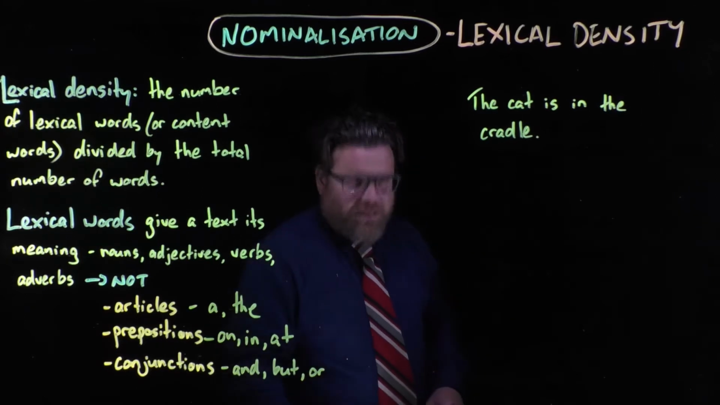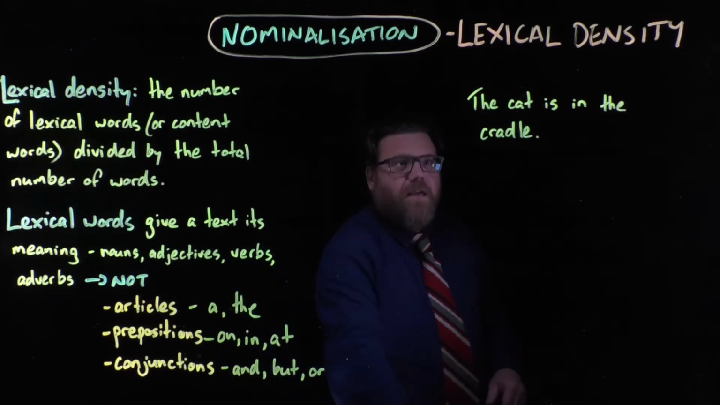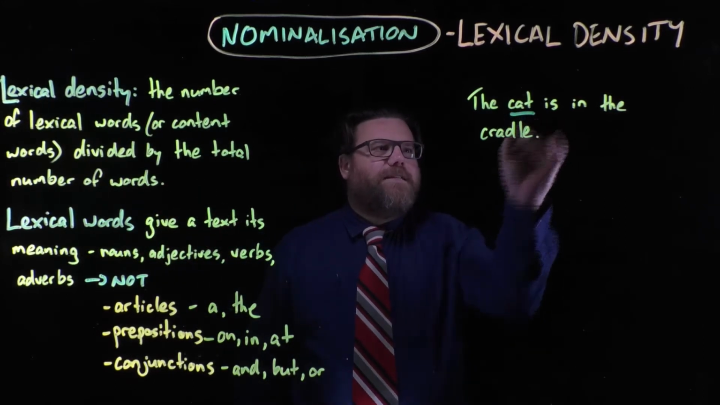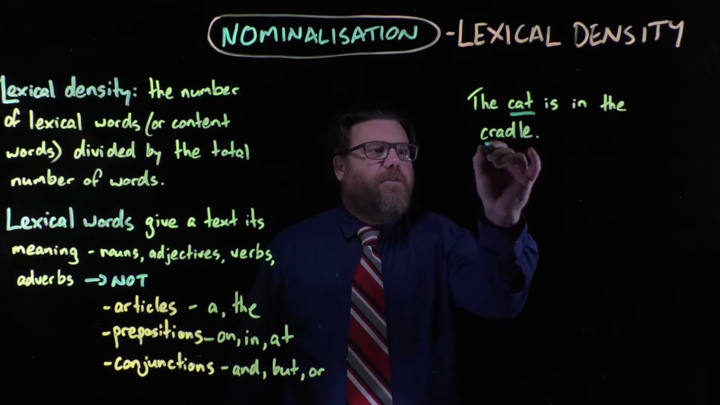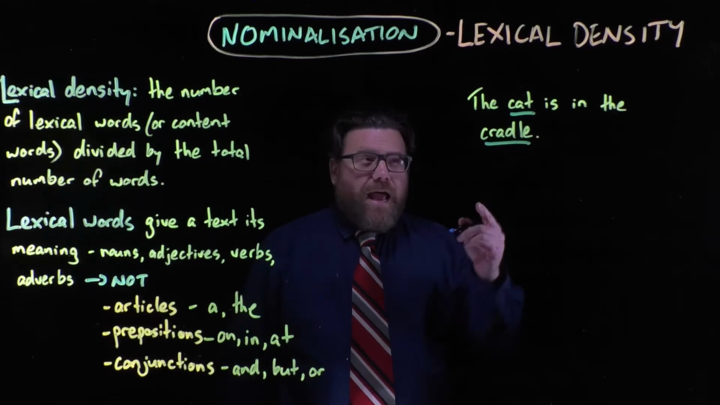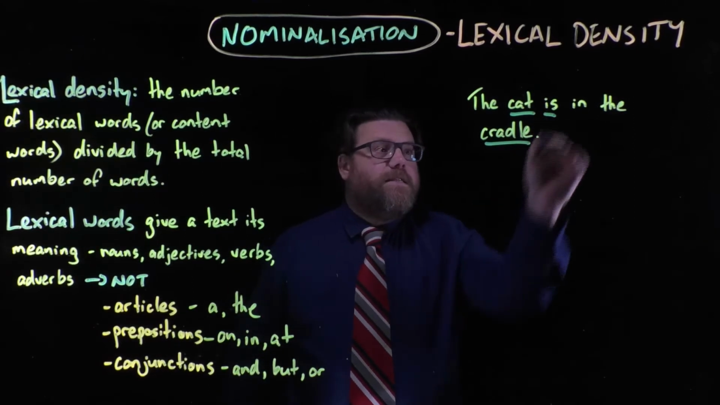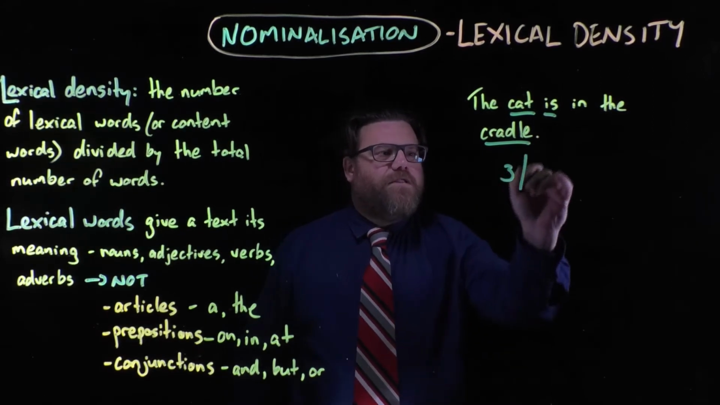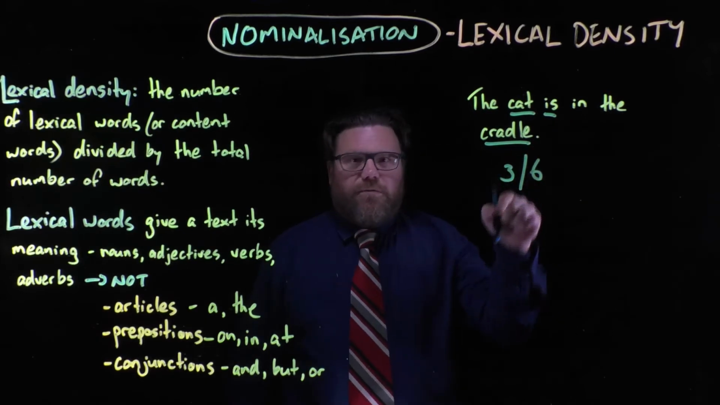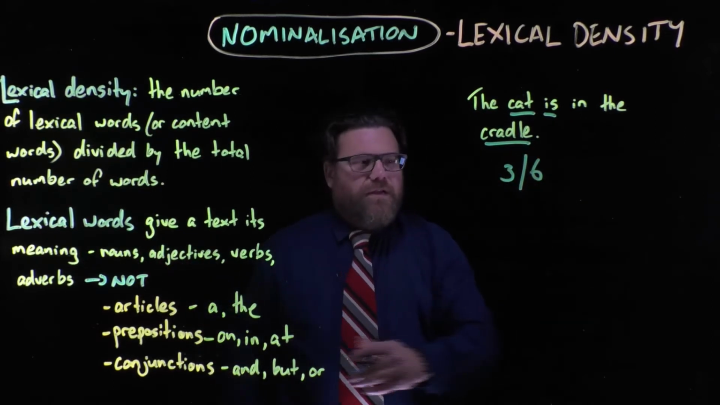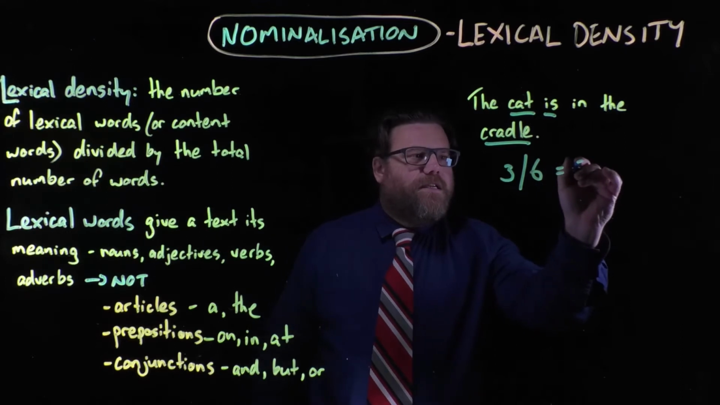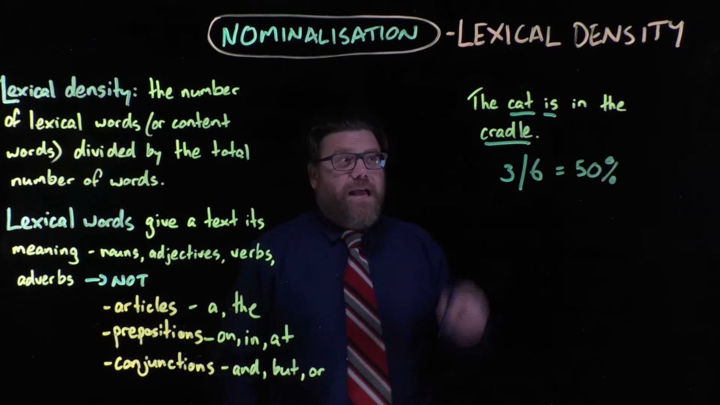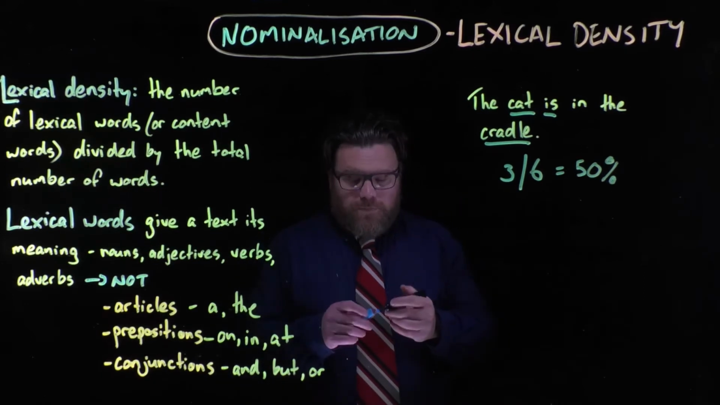So here we've got a simple sentence, the cat is in the cradle. If we look for the lexical words, the content words, well, we've got cat, because that's a noun, that's what it's about. It's in the cradle, there's another noun, that's what it's about. And we've also got the verb to be, is. So we've got 3 words that are lexically dense out of a total of 6 words in the sentence. The other 3 are not included. And so we get a percentage of 50%. So you could say that this simple sentence here has a lexical density of 50%.